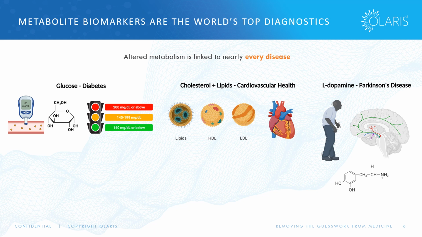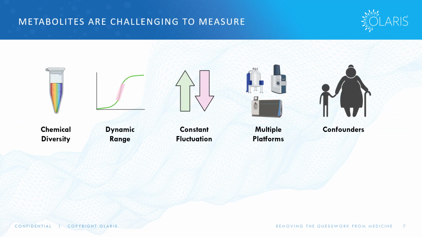There are more and more tests now that are coming out that use metabolomics for diagnostics, because the altered metabolism is linked to almost every single disease. But why are they so challenging to measure? They have a very broad chemical diversity. So we can think that they are very polar molecules or nonpolar molecules like lipids.